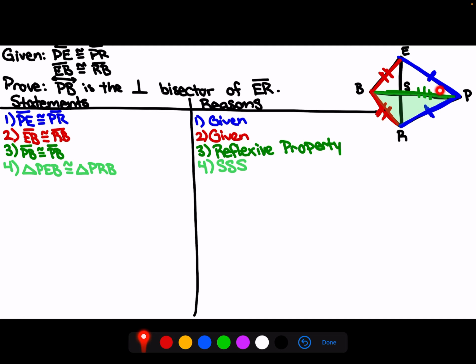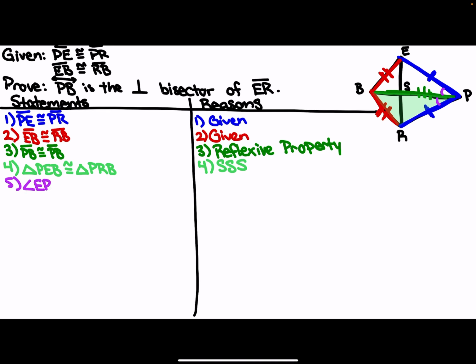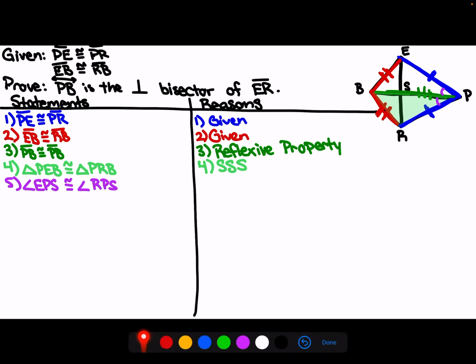We can say that those two angles are congruent because, again, they're on the larger triangles and they're corresponding parts of those larger triangles. So if I were to do a rigid motion, if I were to reflect this triangle on bottom over line BP, these two angles, EPS and RPS, would fall perfectly on top of one another, meaning that they're corresponding angles. And if the triangles are congruent, which we see in statement number 4, then we know corresponding parts of those congruent triangles are congruent.